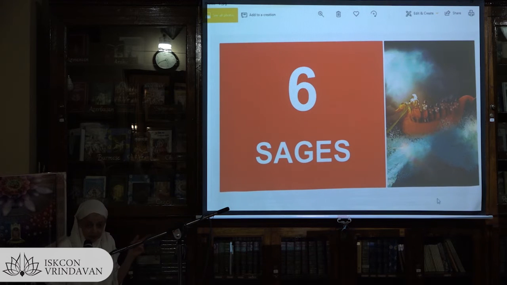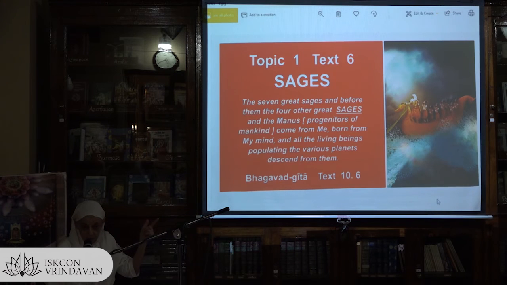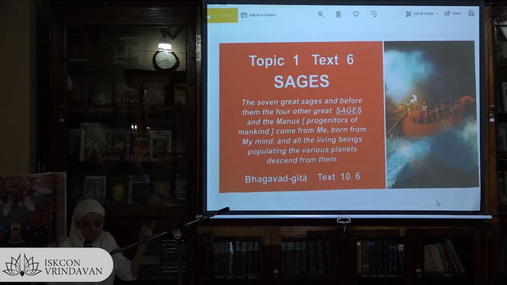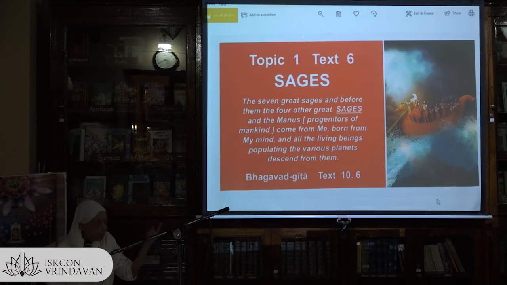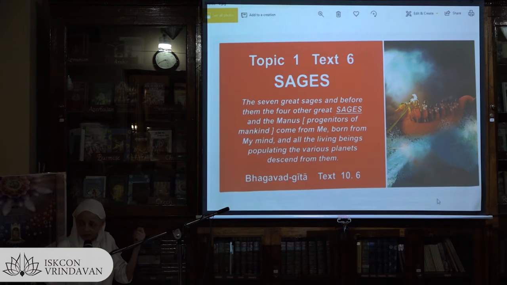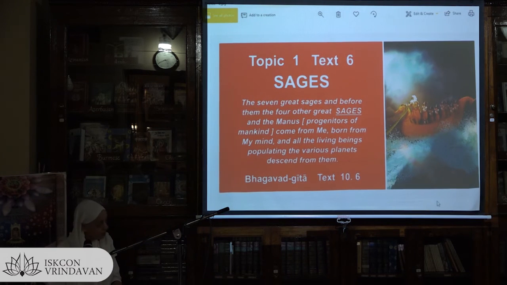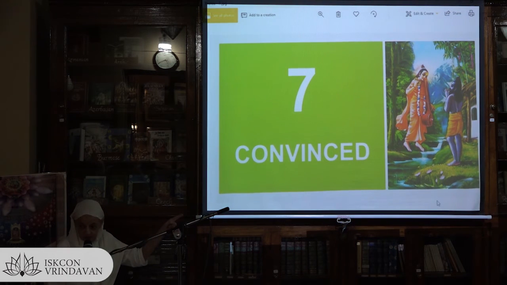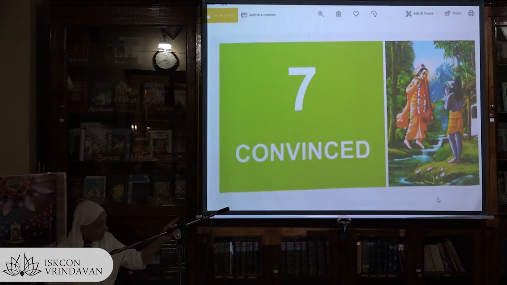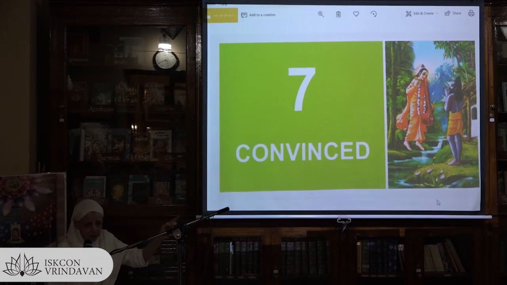Number 6. Yes, the sages. Those are the sages. They were on the boat in the last Manvantar. And they were connected with Matsya. And they received transcendental knowledge. In each Manvantar, they're different. So in this Manvantara, it's a different group of 7 sages. Okay? And he who is convinced. Are we all convinced? Now, why did I pick that picture? Anybody know? That's Narada talking to who?